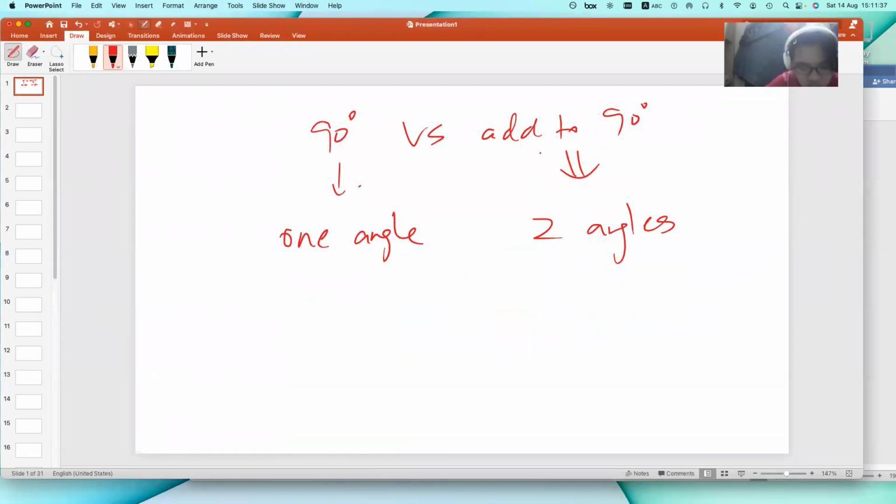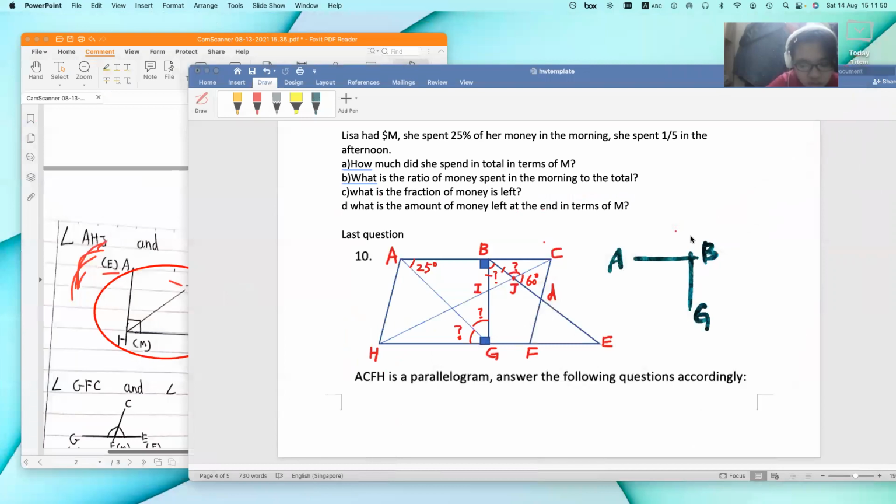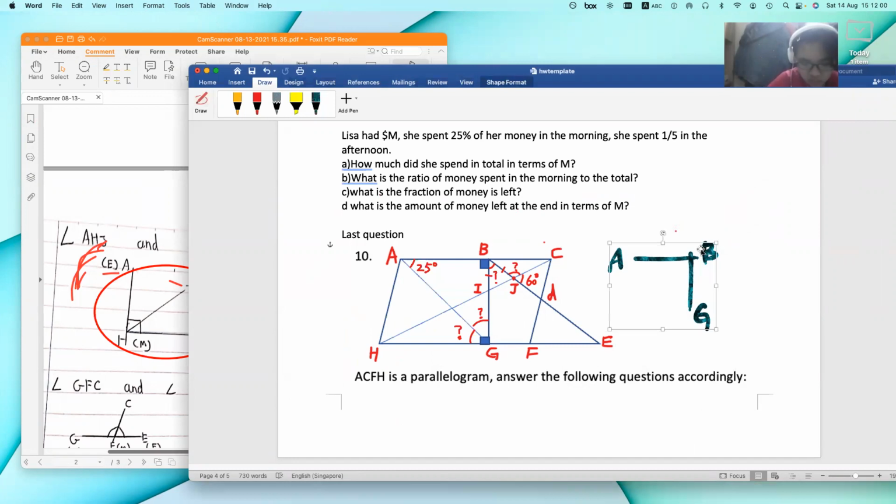We need to find two angles that add to 90 degrees. We don't want to find one angle. We want to find two angles that add to 90 degrees. Therefore, with ABG here, I don't see two angles. So ABG does not work. ABG is not the answer here. If ABG is not, then how?